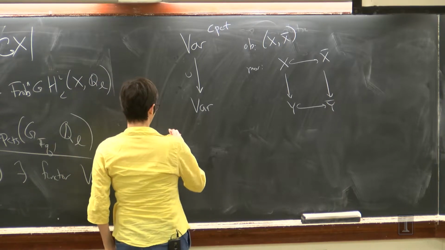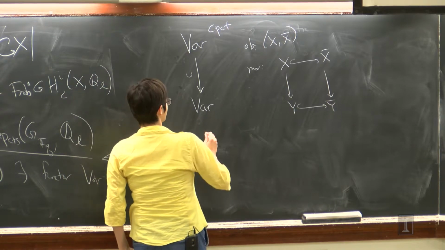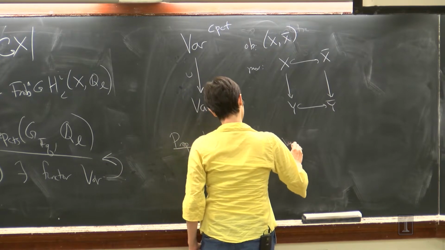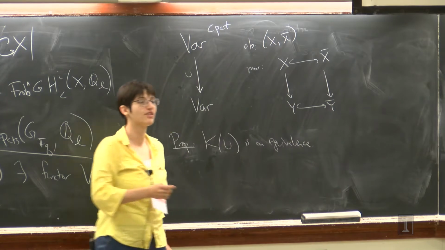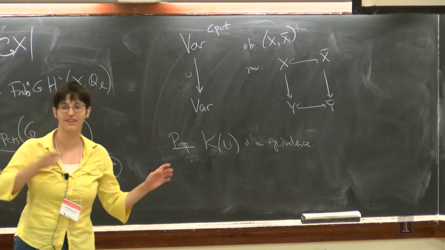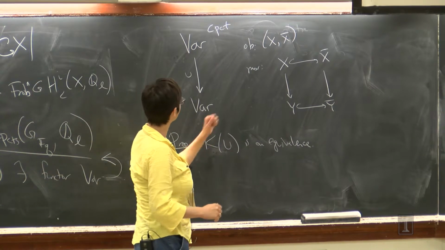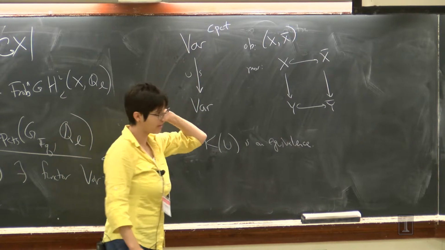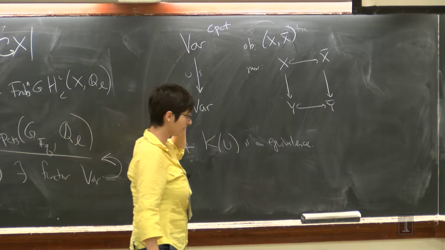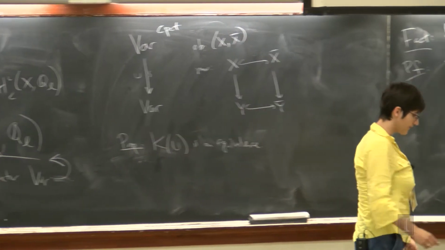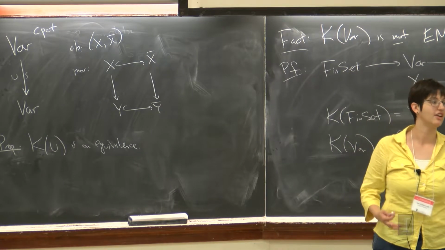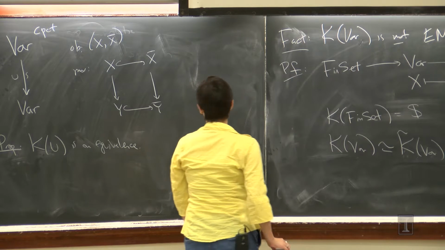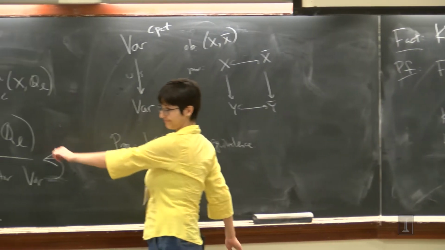And the proposition is that K of U is an equivalence. Fortunately, it's a weak equivalence rather than, say, a homotopy equivalence, but whatever, it's an equivalence. So now we have varieties with compactification, so now we can functorially take cohomology with compact supports. And we're all happy, except we don't land in there.